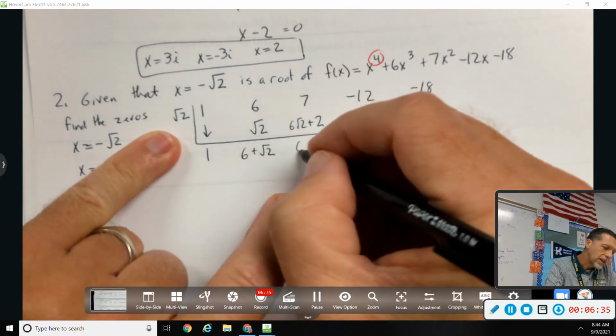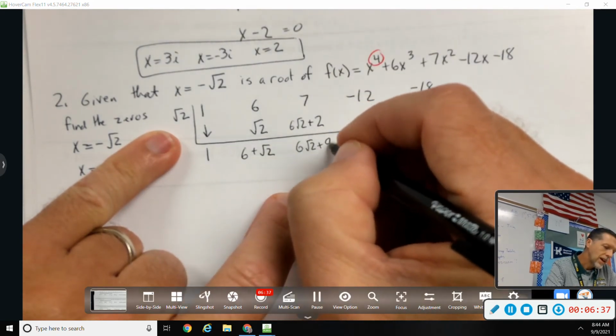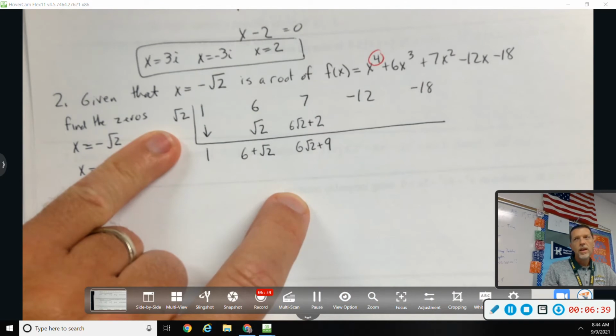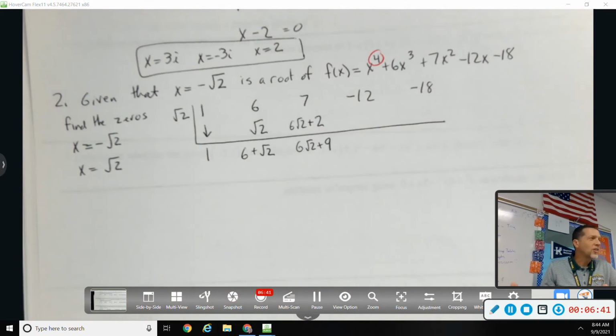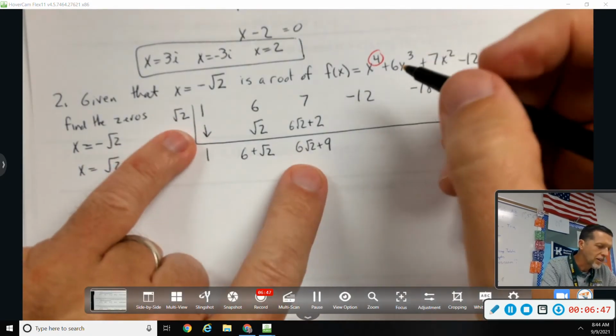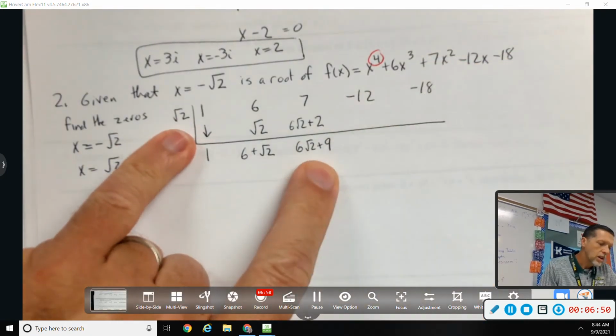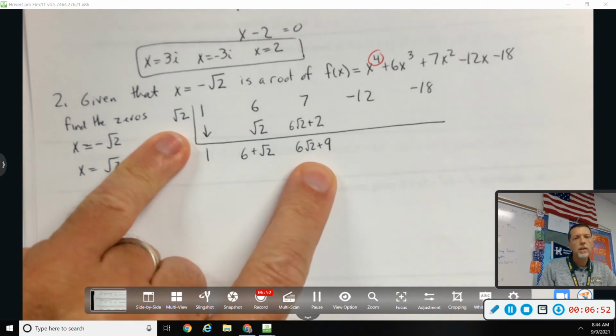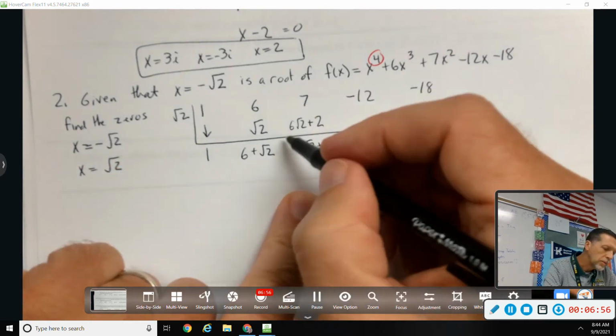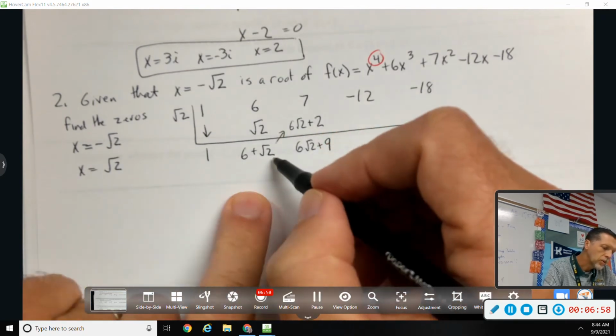Add those. I get 6 root 2 plus 9. By the way, we know we're supposed to get 0 at the end, so these are kind of nice because there's little checks along the way that make sure you're doing it right. How did the 6 go from a plus to a times? Magic. Well, I multiplied 6 plus root 2 times root 2.